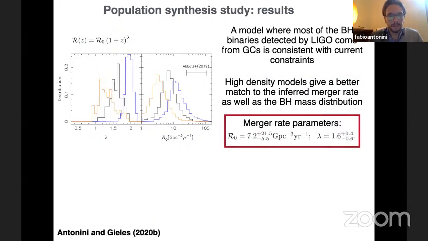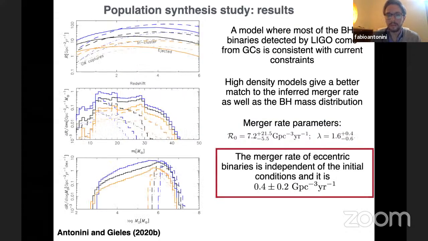Because we have a distribution of initial cluster mass functions, we can compute for each of them a value of the merger rate and the evolution of the merger rate with redshift, which we fit within redshift 1 with this functional form here, where R0 is simply the merger rate in the local universe, and lambda is a slope that parameterizes the evolution of the merger rate with redshift. And so we can derive a posterior distribution for these parameters, lambda and R0. You see that binary black hole mergers in globular clusters contribute a merger rate of about 7 per cubic gigaparsec per year, and lambda is about 1.6. Again, these are pretty consistent with what we find with LIGO.